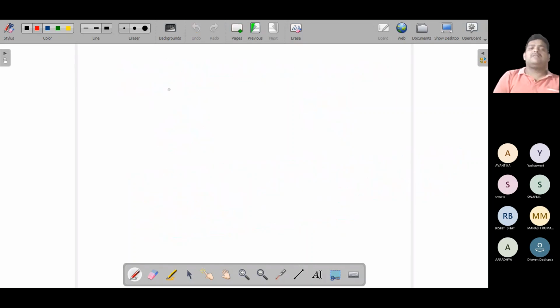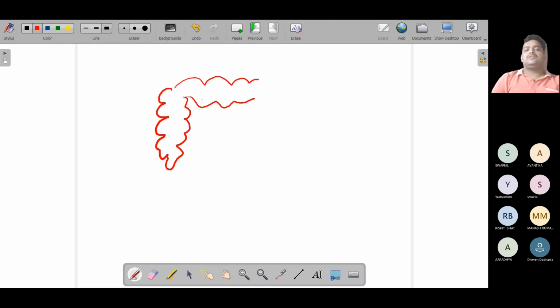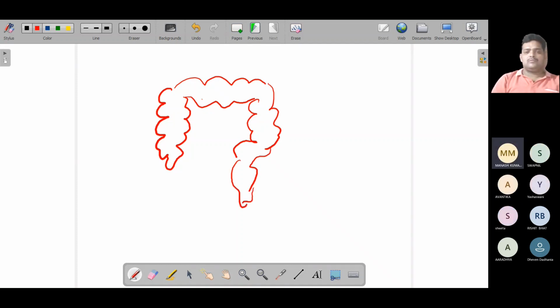Sir, it absorbs water. Okay, so our large intestine absorbs water. This is our large intestine. It absorbs all the water and minerals. And sir, ejection of wastes.